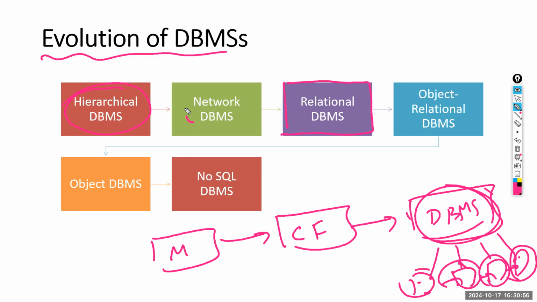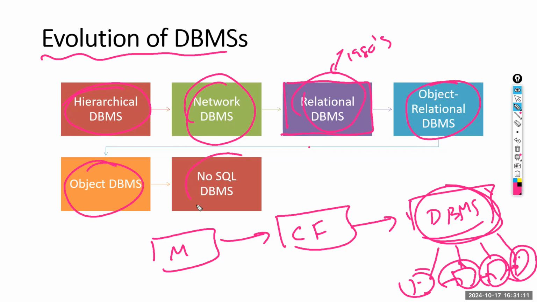So then came the network DBMSs. So then came relational DBMSs, especially in 1980s. And now we have object relational DBMSs, object DBMSs, and even NoSQL DBMS. Of course, this is not in your syllabus, but I added it because you may have heard this word, NoSQL databases. But these other things are mentioned in your syllabus. But we are really interested in relational DBMSs.